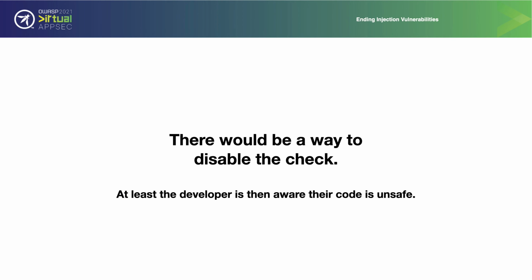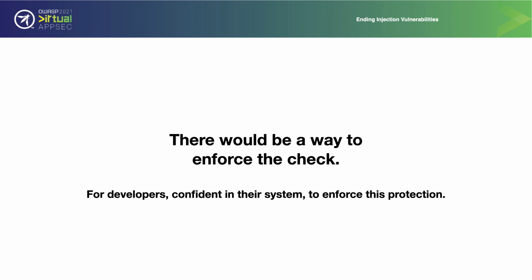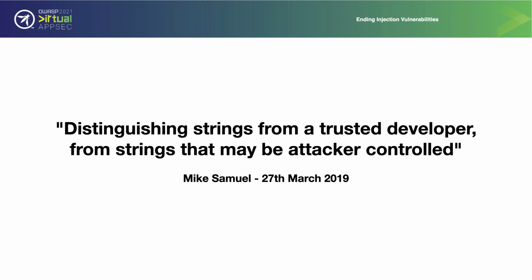There would need to be a way to disable the check, but the beauty of this is that it means the developers are acknowledging the fact that they have a problem. They're sort of saying, yeah, I know I'm doing an unsafe thing, and that's up to them. That's their choice. There would also need to be a way to enforce the check, because some programs need that extra level of protection, and it would be good for developers who are confident in their system to be able to enforce it. Again, talking about medical records and banking data, anything like that, you might want that extra level.